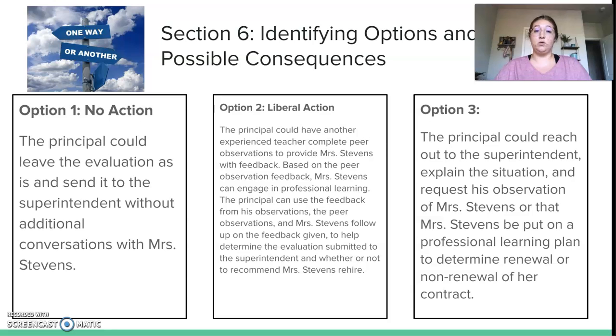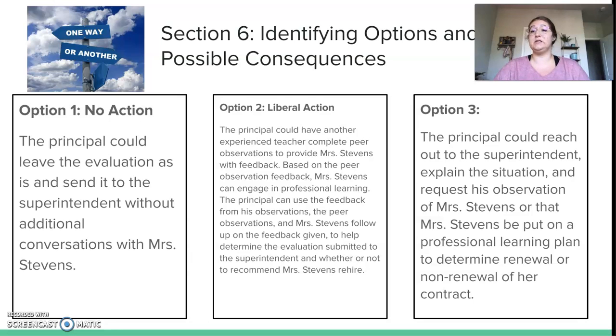Option 2 is a more liberal action, so the principal could have another experienced teacher complete peer observations to provide Mrs. Stevens with feedback. Based off the peer observation feedback, Mrs. Stevens can engage in professional learning to help her address the feedback. The principal can use the feedback from these observations, his observations, the peer observations, and Mrs. Stevens' follow up on the feedback given to help determine the evaluation submitted to the superintendent and whether or not to recommend Mrs. Stevens' rehire.